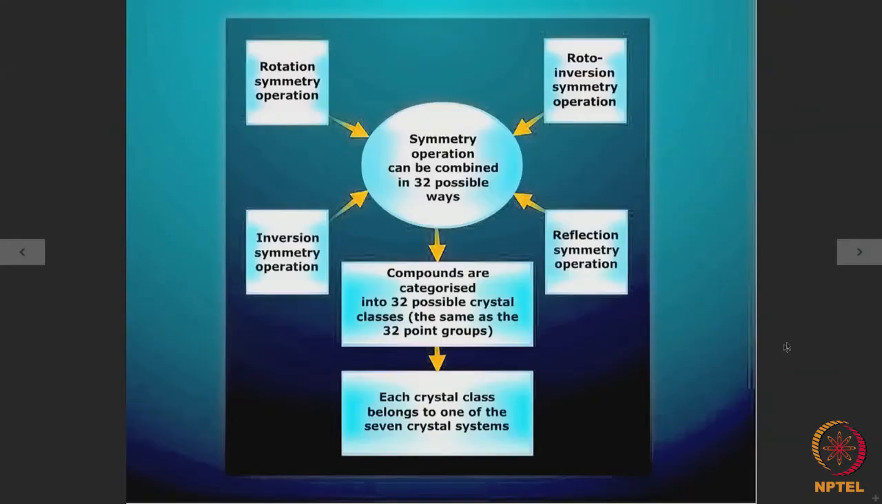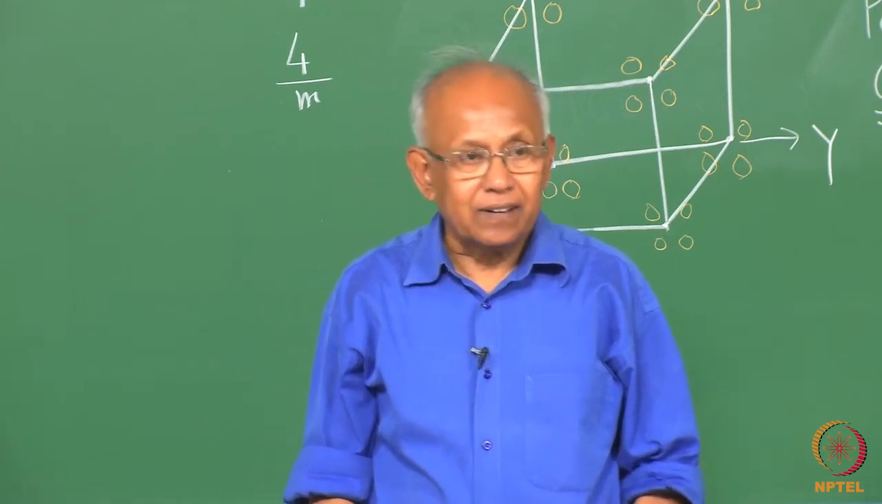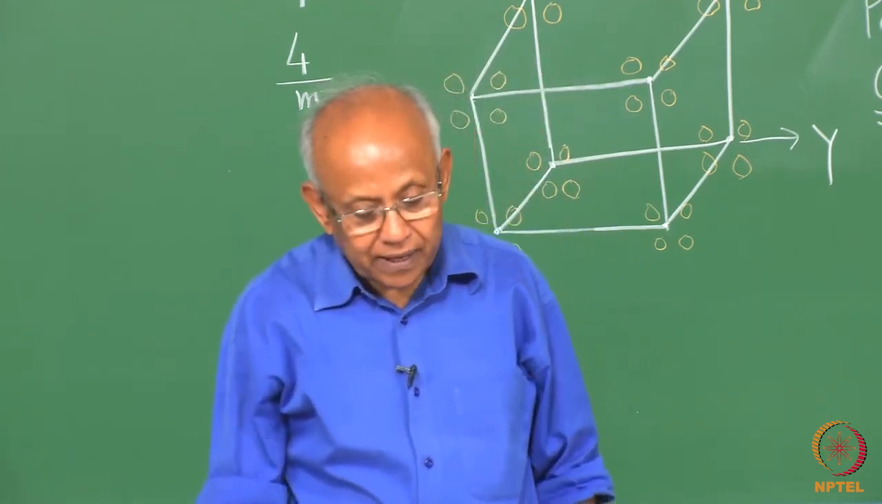So, now we can see that the symmetry elements that we have can be combined in 32 different ways. And which symmetry elements are involved? Rotation symmetry, like the axis of symmetry, then inversion symmetry, then reflection symmetry, and roto-inversion symmetry. So, there are 32 different combinations of these symmetry elements, which will lead us to 32 distinct arrangements of atoms around a lattice point.